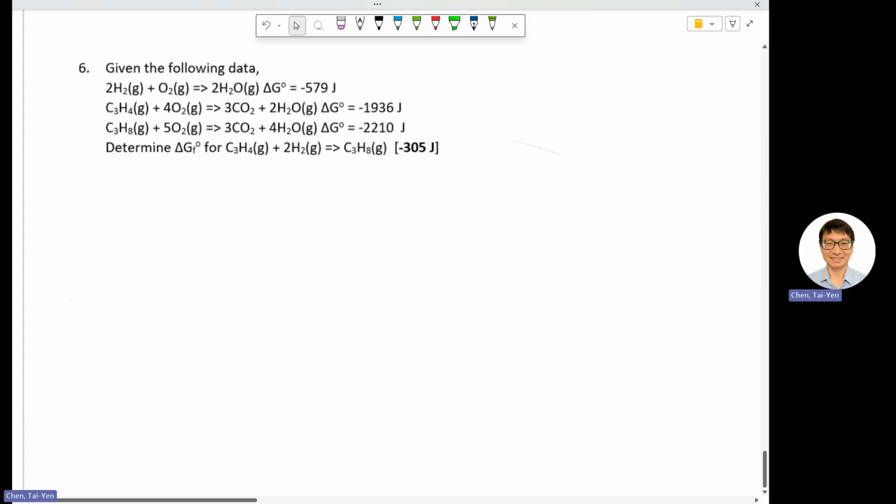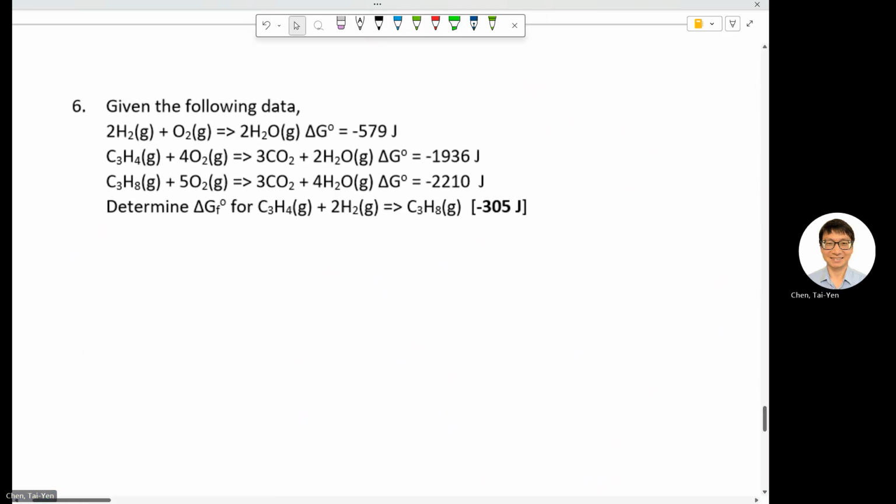Okay, so these questions are solved in exactly the same way. I will let you go home and practice this. Make sure you can practice this one and get the correct answer.